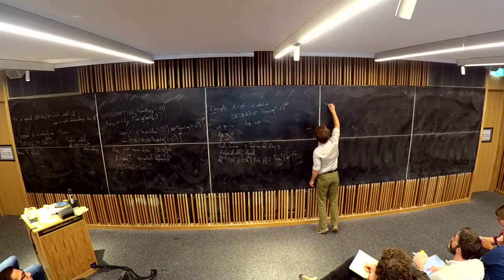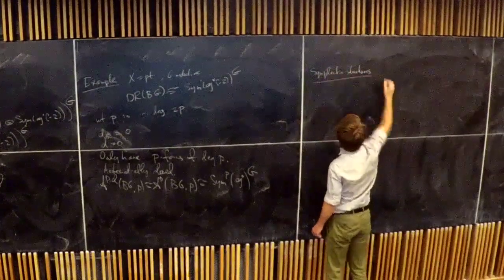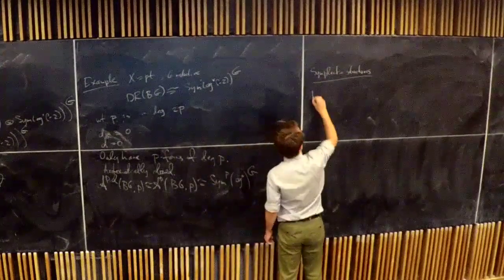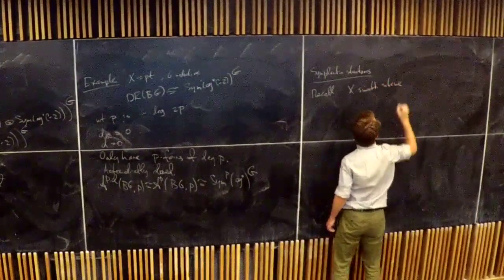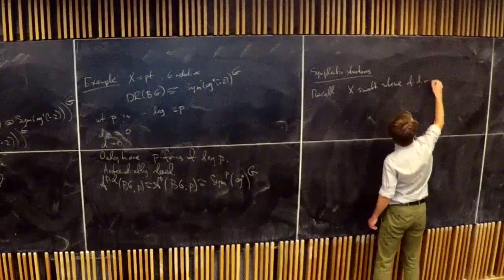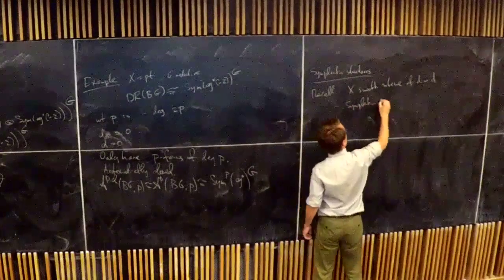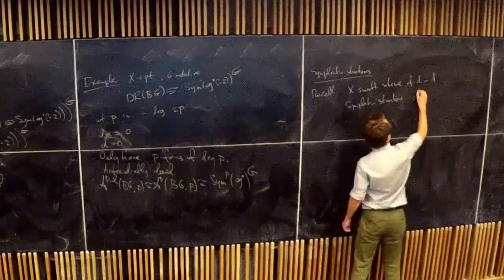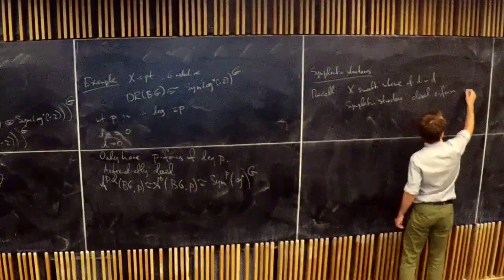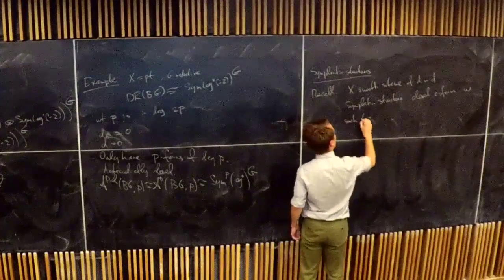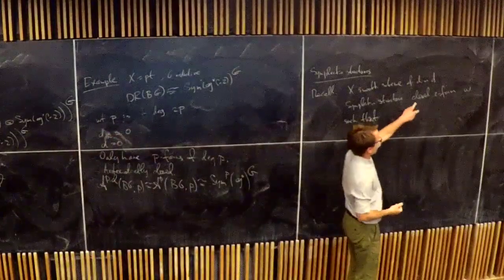So let me define symplectic structures on stacks. So recall that if X is a smooth scheme, and let's say of dimension d, then a symplectic structure is a closed two form omega which is non-degenerate. So there are many ways of saying non-degeneracy for a closed two form.